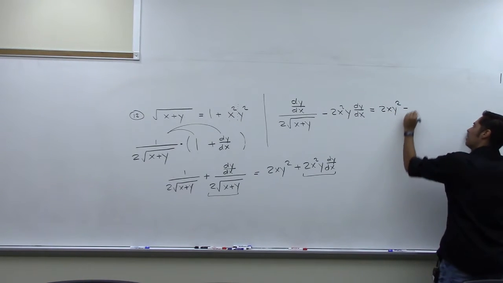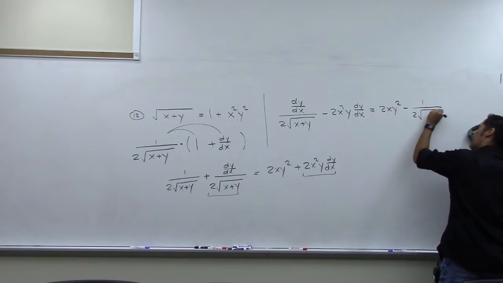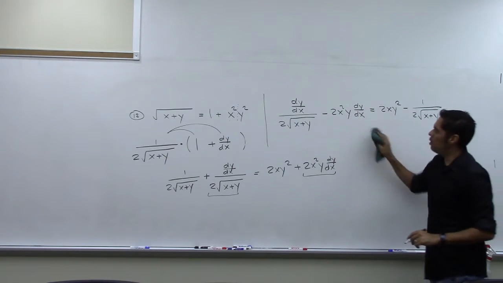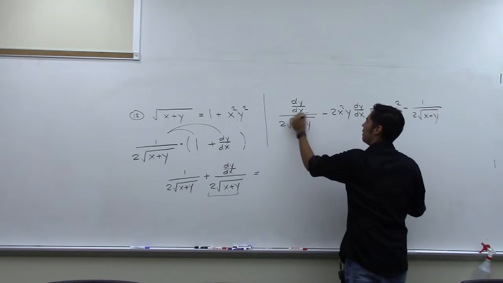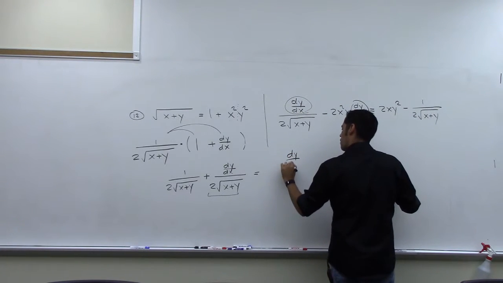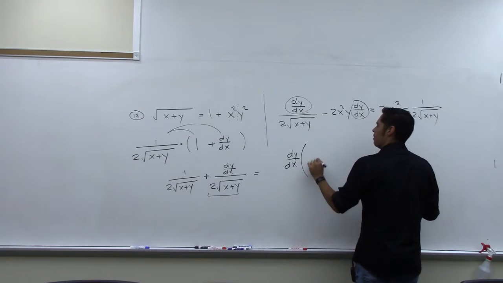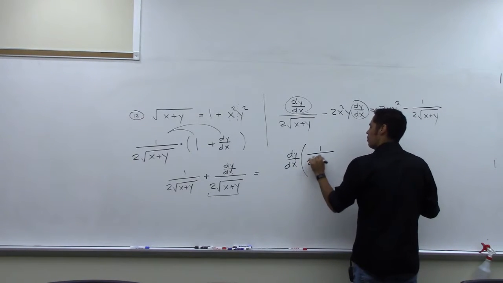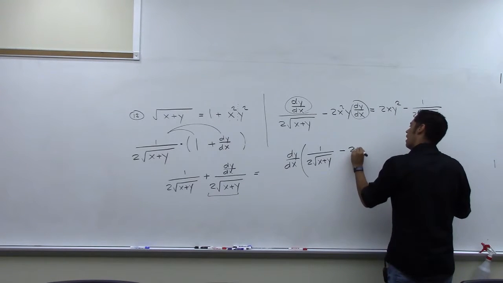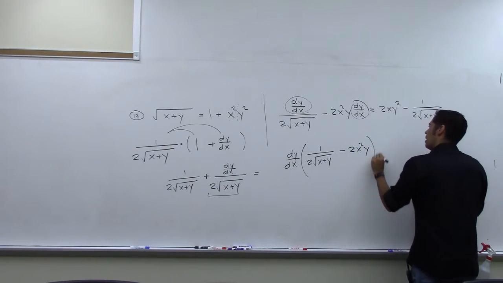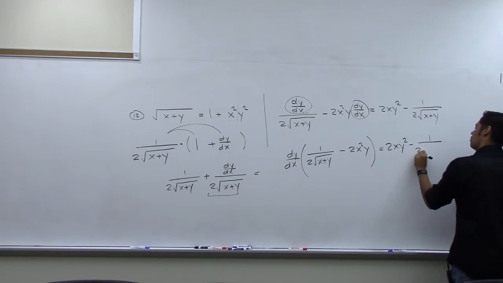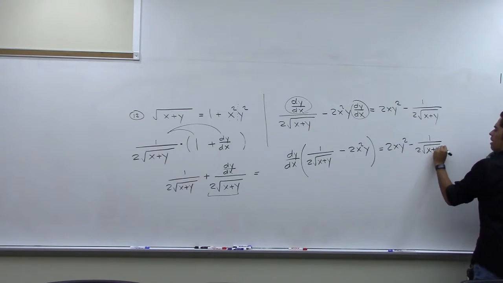but I'm minusing 1 over 2 root x plus y. Both of these have dy dx in them, right? Right here, so I factor that out. I'm left with 1 over 2 root x plus y minus 2x squared y equals 2xy squared minus 1 over 2 root x plus y.